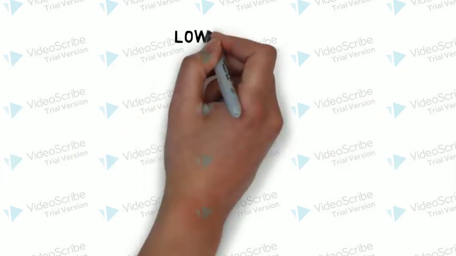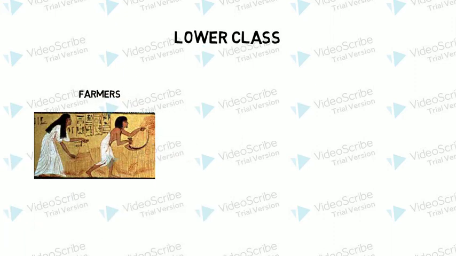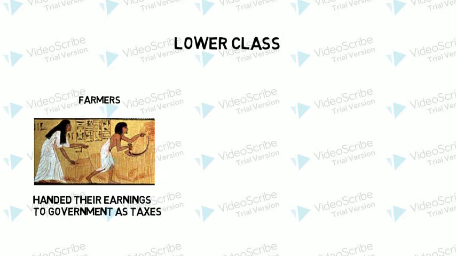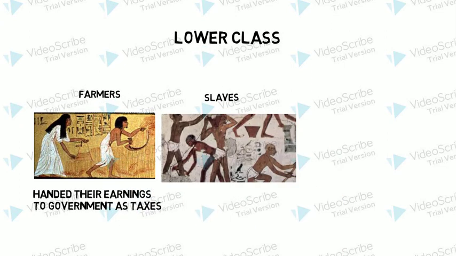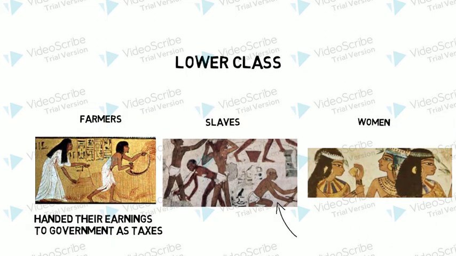The lower class farmers grow and produce wheat, vegetables, and fruit, but most of them were sent to the government warehouses for taxes. Surprisingly, slaves and women had equal rights as male Egyptians. Slaves could have their own land and personal items. Same as women, they could start their own businesses.